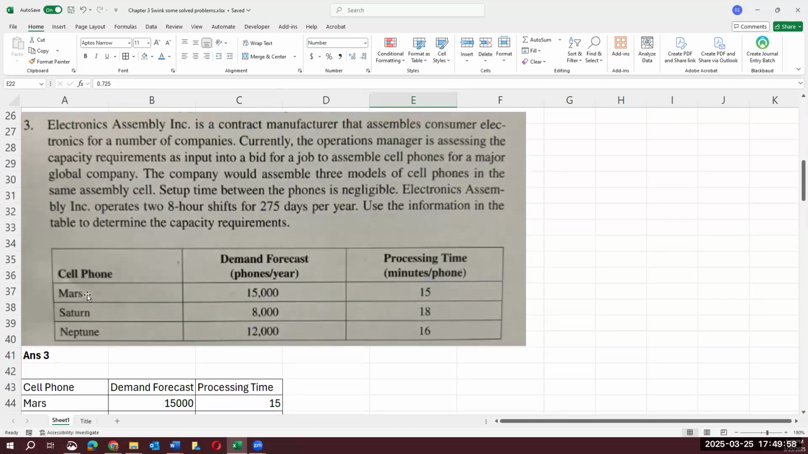Problem number 2, you are making 3 different products, and the demand for each product is these many units, and each product takes this much time per unit. So you need to figure out basically how many equipments or setups you will need. It says assembly line assembling operates 2 8-hour shifts for 275 days. So 8-hour shift, 275 days, and you need to figure out how many assembly lines do you need to have. It also assumes that there is no setup time.